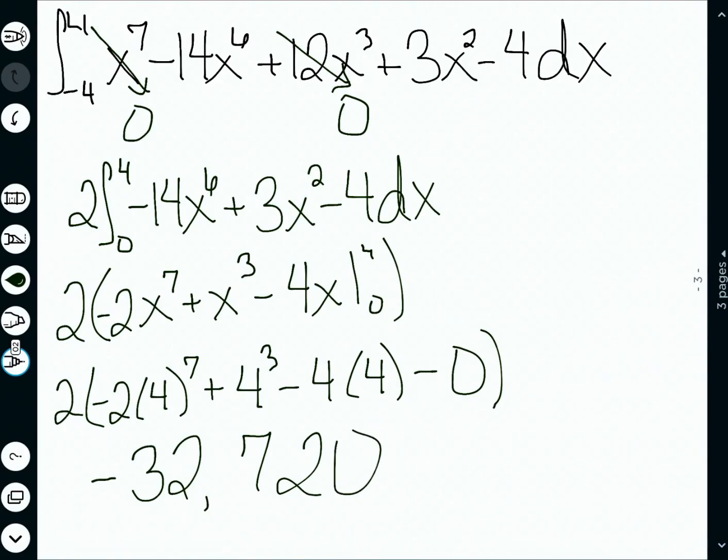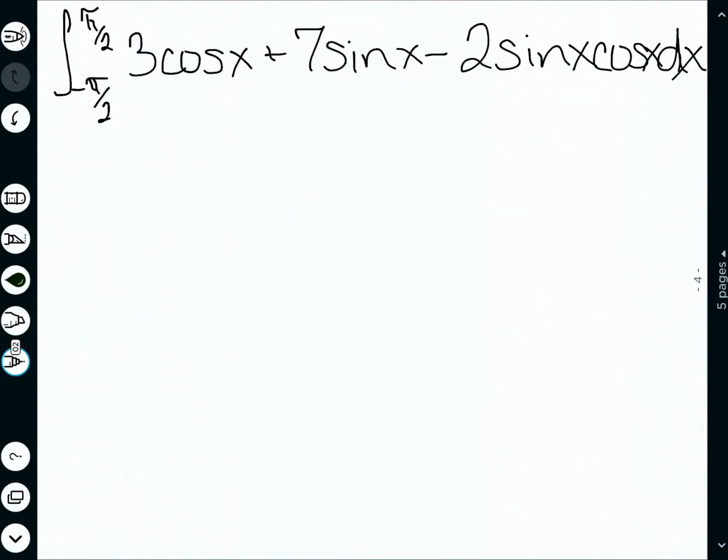Let's look at another example. Here I have the integral between negative pi over 2 and pi over 2 of 3 cosine x plus 7 sine x minus 2 sine x cosine x dx.